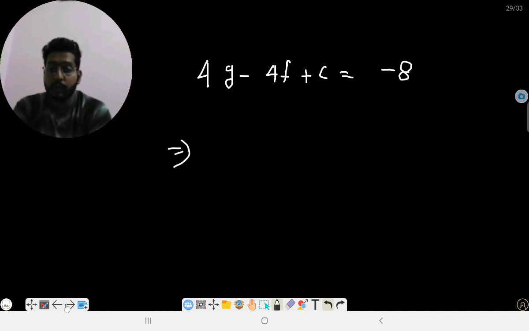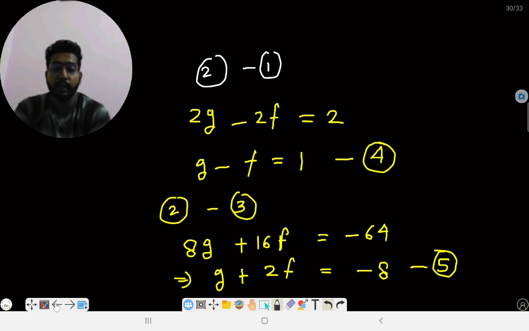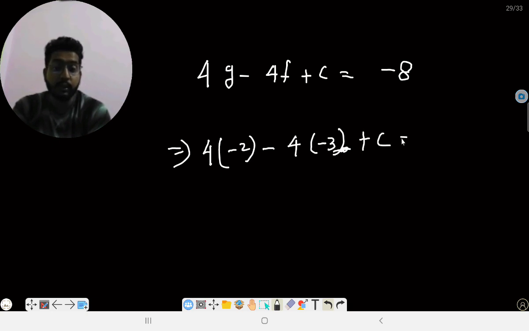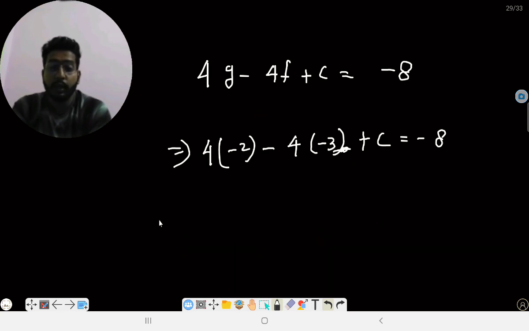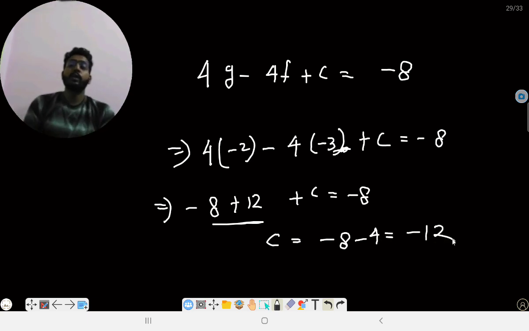Now what is the value of g? The value of g was minus 2 and the value of f was minus 3. Put the values: minus 8, plus 12, plus c equals minus 8. So c will be, look, 12 minus 8, that is 4. If 4 goes there, it will be minus 4, that means minus 12. So c is minus 12.